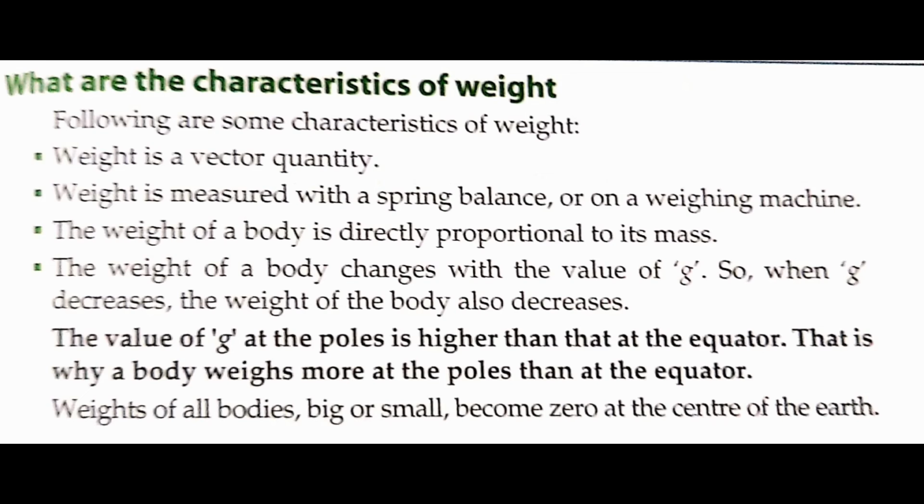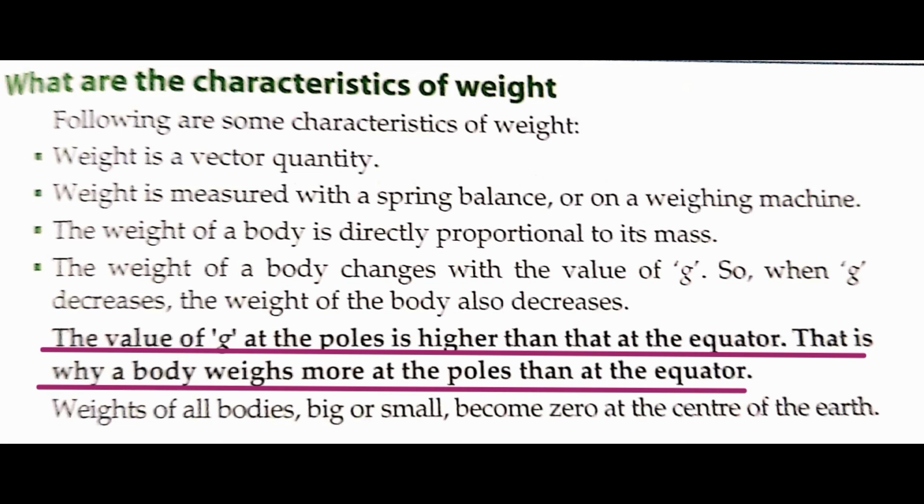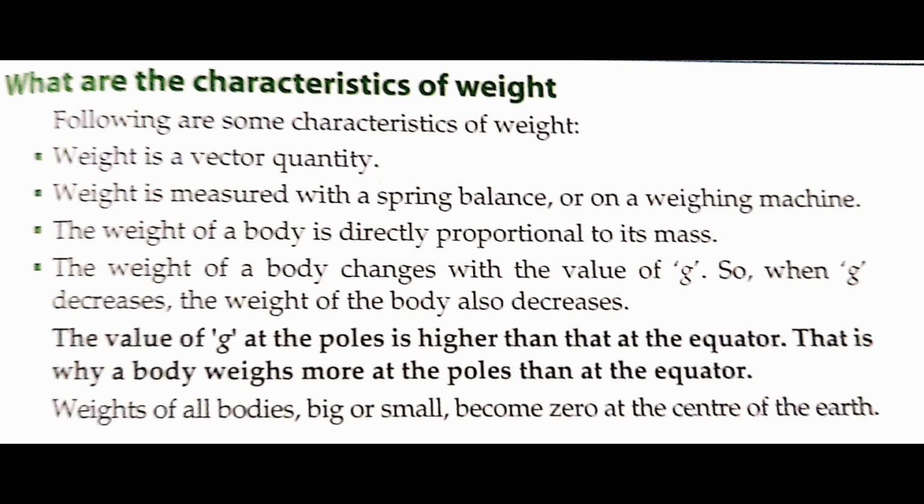What are the characteristics of weight? Weight is a vector quantity. Weight is measured with a spring balance or on a weighing machine. The weight of a body is directly proportional to its mass. The weight of a body changes with the value of g. So when g decreases, the weight of a body also decreases. The value of g, the acceleration due to gravity, at the poles is higher than that at the equator. That is why a body weighs more at the poles than at the equator. Weights of all bodies, big or small, become zero at the center of Earth.